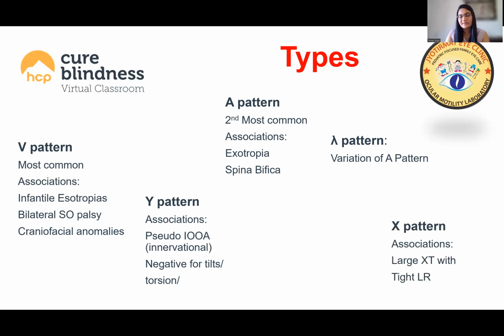An X pattern, as we discussed earlier, is often associated with large angle exotropias with tight lateral recti. So that means there is more exodeviation in up gaze as well as down gaze because the globe slips under the restricted leash effect of the tight lateral rectus.